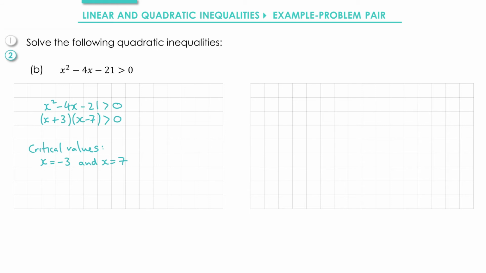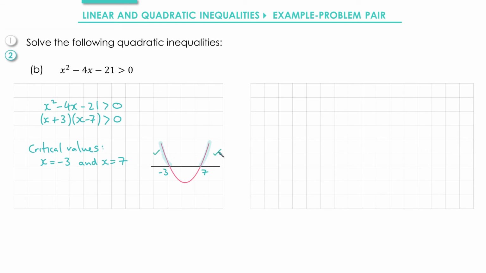Let's sketch the graph. We have positive x squared, so we have a U-shaped parabola. Let's mark on the critical values. We have negative 3 and we have 7. Unlike in part A, this time our quadratic is bigger than 0. That means we want the region of the graph above the x-axis.